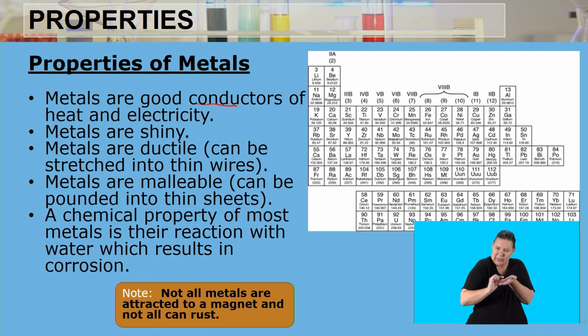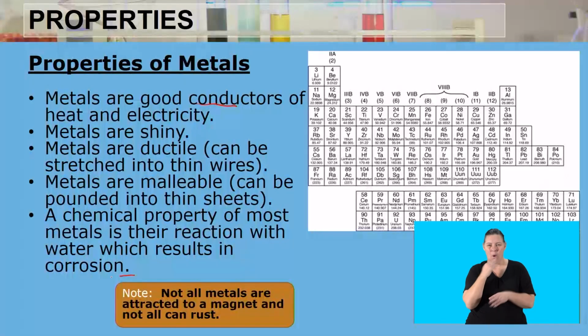So the last one, the chemical property of most metals, is their reaction with water, which results in corrosion, meaning that if it reacts with water, it can rust. So now, what's important to note is that not all metals are attracted to a magnet, and not all metals can rust. For example, aluminum is not attracted to a magnet, and also it cannot rust.